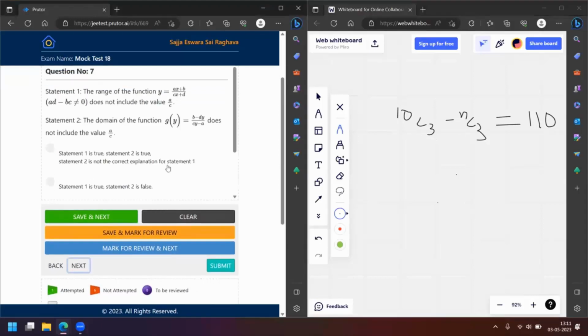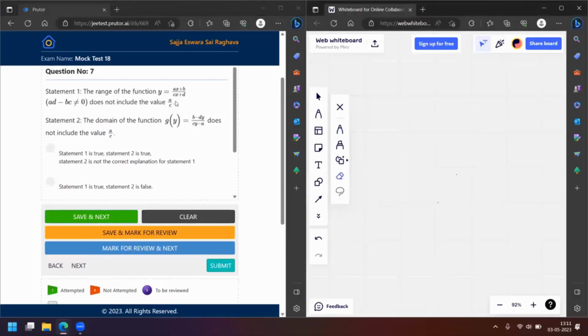Next question. This is a statement. The statement says the range of the function y equal to (ax plus b) by (cx plus d) does not include the value a by c. Suppose we equate (ax plus b) by (cx plus d) to the value we need to find. Range of the function means it has to be equal to the value a by c for some x. X may be anything, but it should be equal to a by c if it is in the range.